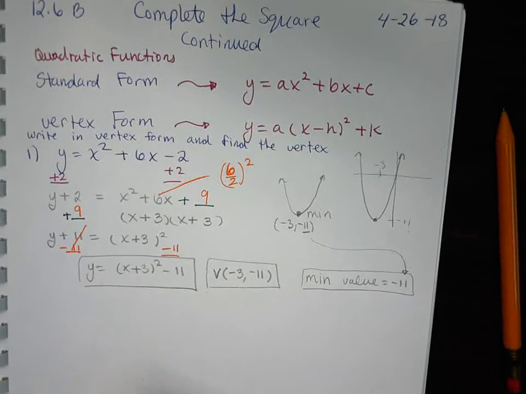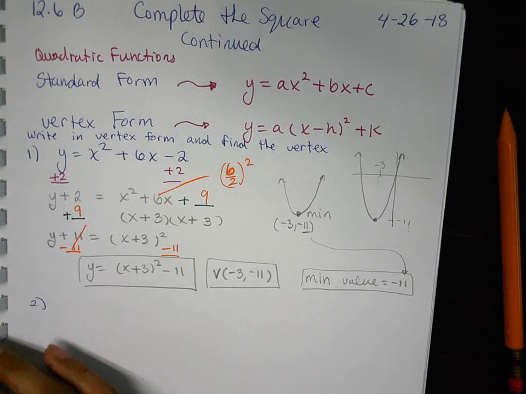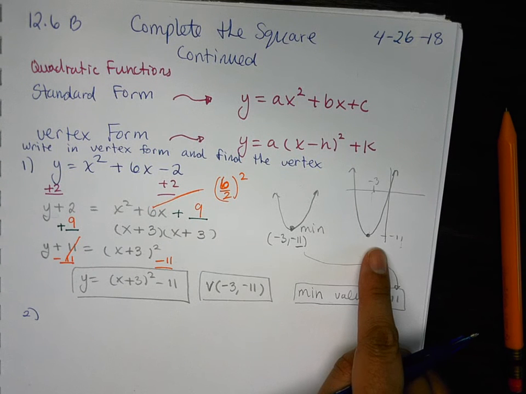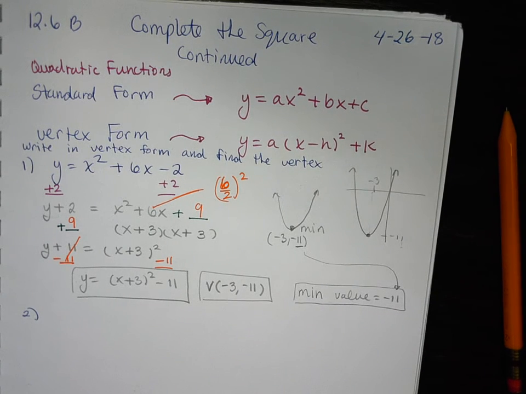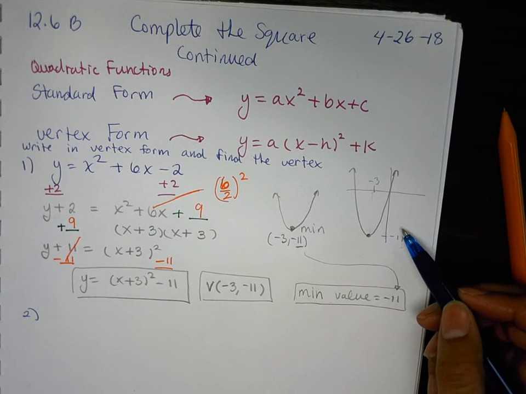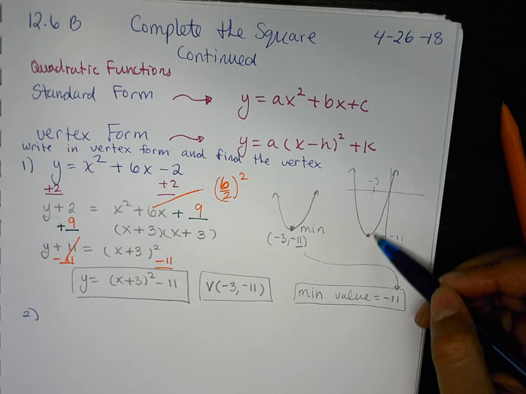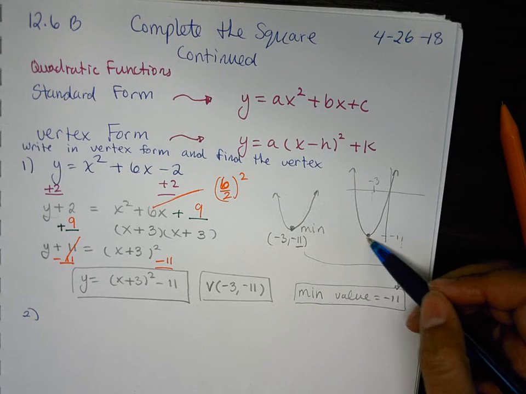Number 2. You do not. That's what I'm trying to tell you. I'm trying to give you shortcuts so you don't. If the graph helps you, if you're visual and you like the graph, then a quick sketch like this will do. Left 3, down 11, opening up, that's the minimum value.